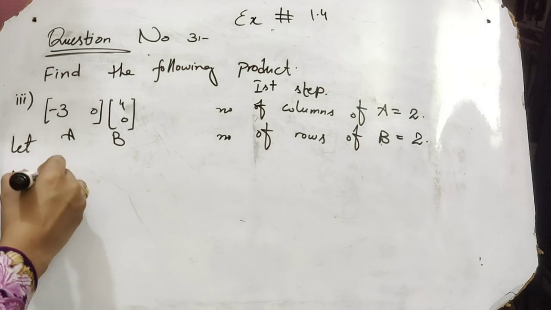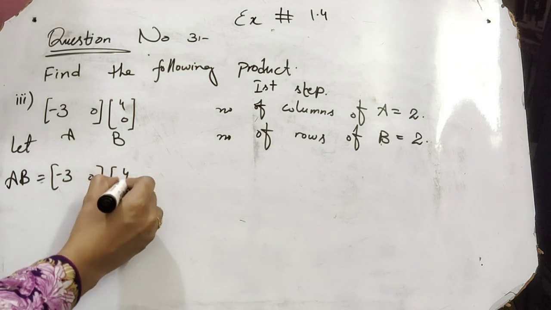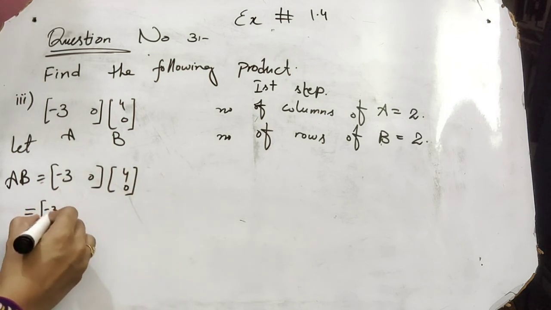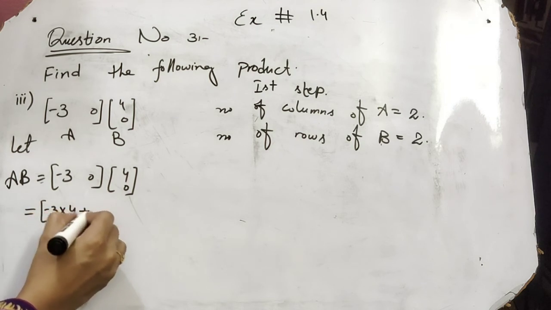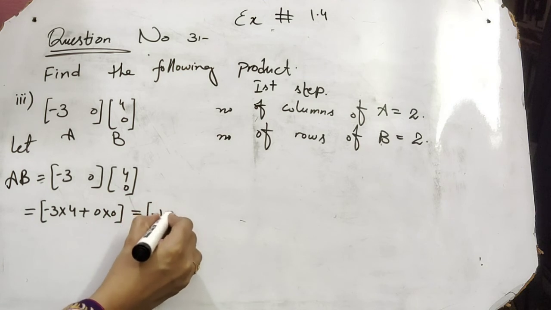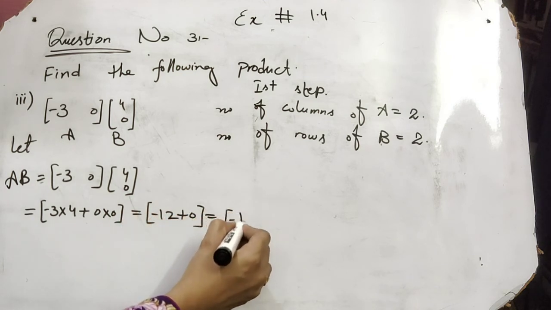We can easily find AB, which is equal to minus 3 and 0, 4 and 0, which is equal to minus 3 multiplied by 4 plus 0 multiplied by 0, which is equal to minus 12 plus 0, and this is equal to minus 12.